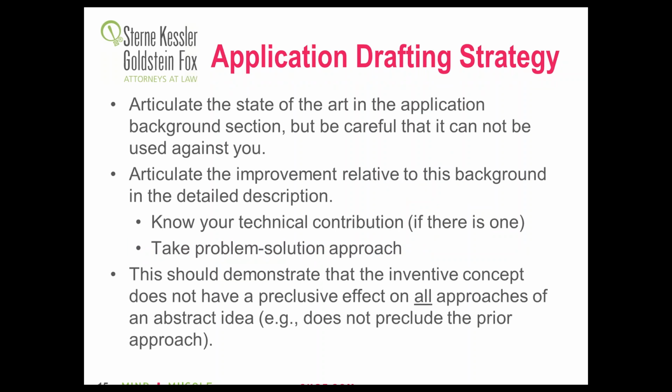But one approach you may want to consider is really expanding your background section. One way to do that is to articulate the state of the art of the application in the background section. You want to provide some context so that when an examiner or the board or a court is looking at the inventive concept, they have a backdrop to compare it to and understand that this is truly a novel invention, even in the 101 context. You still have to be careful that this background can't be used against you, but you have to weigh that against the eligibility requirements under 101.